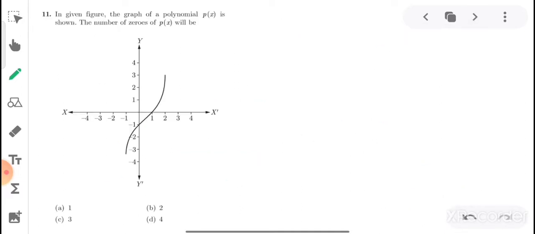See the next question. With this question, a graph is given. We have to find out the number of zeros of p(x). Number of zeros of p(x) means the number of points at which this curve intersects the x-axis. In this graph, the curve intersects the x-axis in only one point, so there is a single zero for the graph. So option number A will be the correct option.